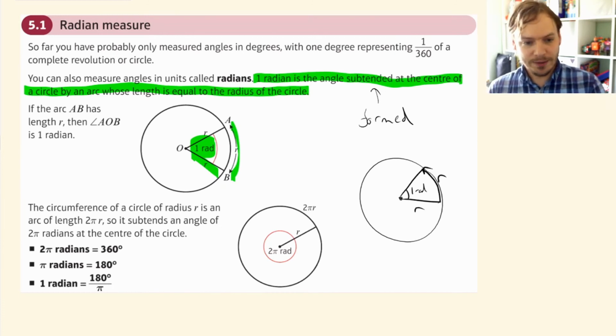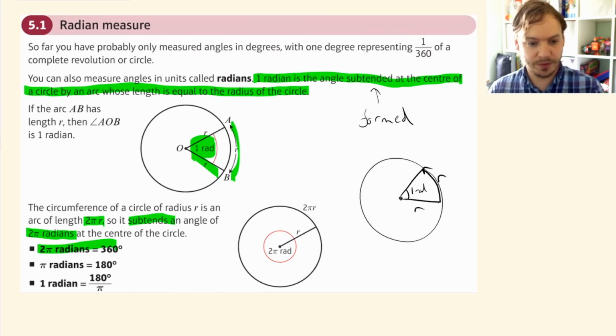In the same way, the circumference of a full circle is an arc length of 2 pi r, so it subtends, remember that means forms, an angle of 2 pi radians at the centre of the circle, so 2 pi is 360, which consequently means pi is half a circle. And another little consequence of that is, if pi radians is 180, I can divide both sides by pi, and I get 1 radian is 180 degrees divided by pi.